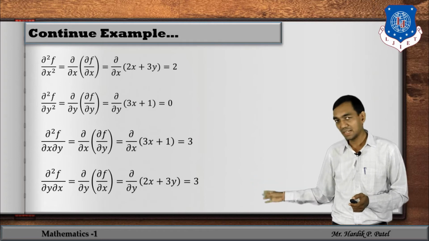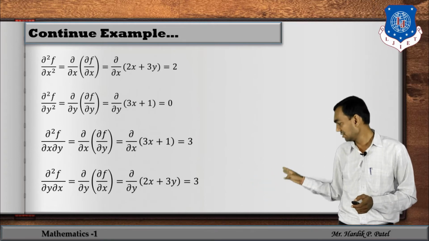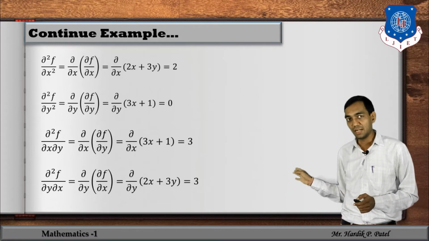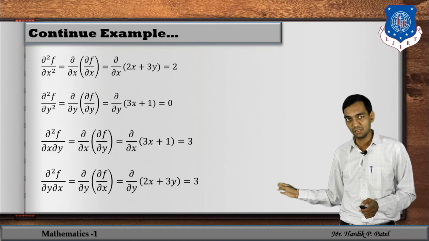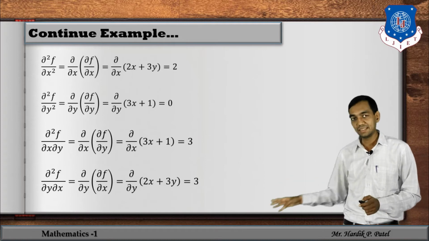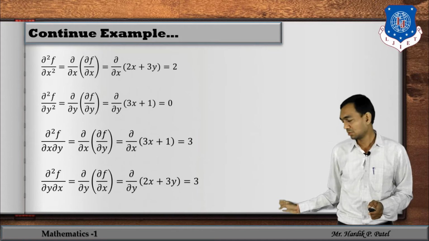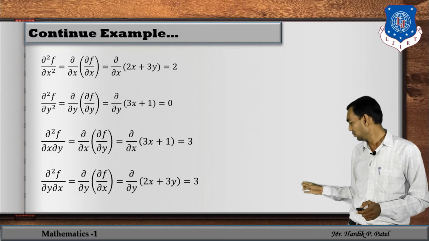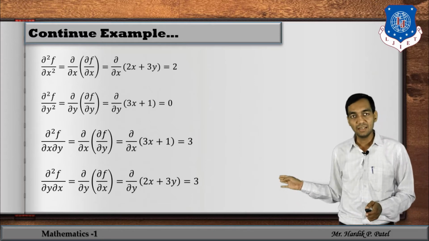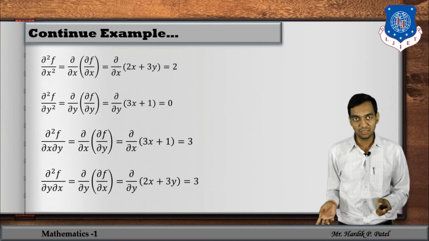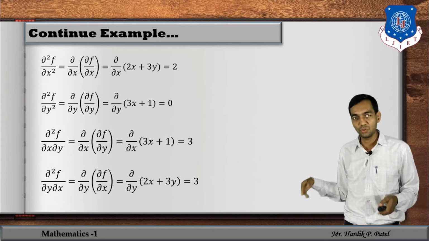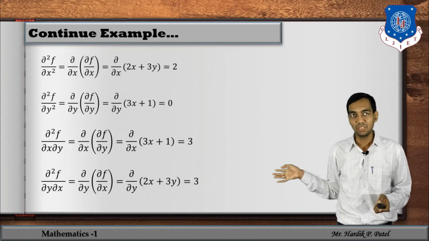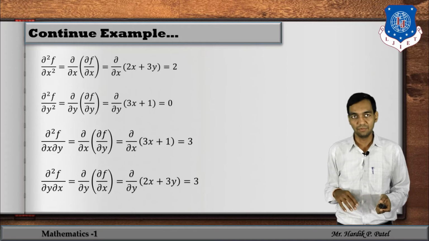In the same manner, del square f by del x del y, that means del by del x of del f by del y. Now del f by del y has value 3x plus 1 and you are differentiating it with respect to x, so it has value 3. And in the same manner, del square f by del y del x, that means del by del y of del f by del x. But del f by del x has value 2x plus 3y, and that's why its derivative with respect to y will be 3. Now these are all constants, so if you put the values of x and y they still have the same values, therefore the values are 2, 0, 3 and 3.